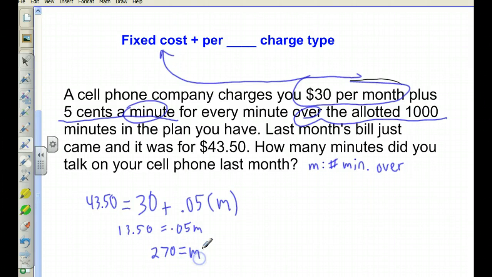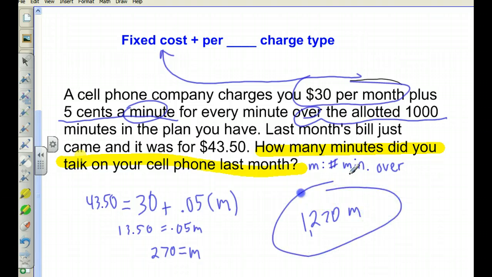Now, is that the answer to our question? You always have to look back and think, what are they asking for? How many minutes did you talk on your cell phone this last month? Well, if I only talked 270 minutes, I would only be charged $30. It's only when I talk over 1,000 minutes I get charged extra. So in this problem, 1,270 minutes would be the answer to the question.